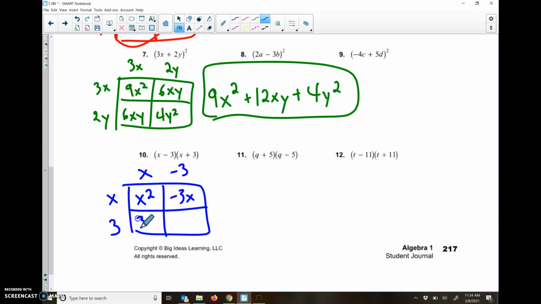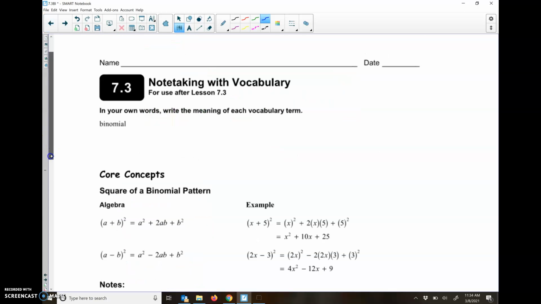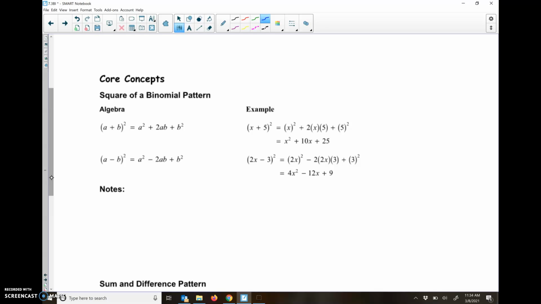3 and x make +3x, and 3 and -3 make -9. So when you try and combine here, -3x plus 3x is 0, so it just goes away. You'll notice on all of these questions, 10, 11, 12, not all of them in the homework, but all of these are going to have these ones where the middle terms eliminate.